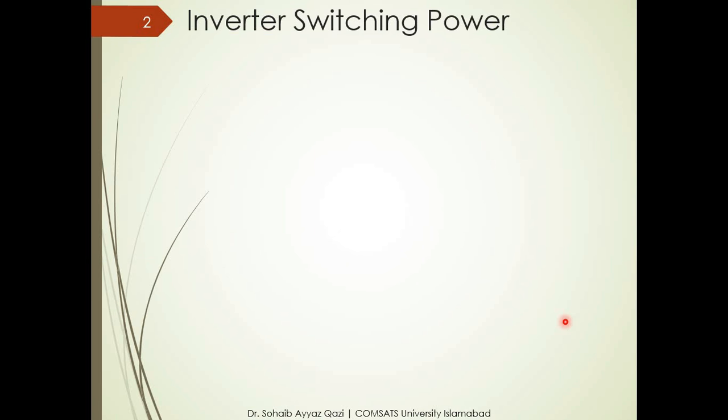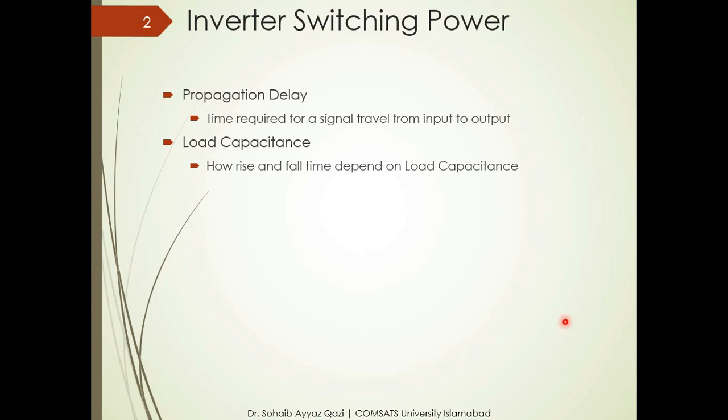So now in this session we will study the propagation delay of our circuits. Normally the propagation delay is the time required for a signal to travel from the input gate to the output terminal. So we have to calculate and derive the expressions for this propagation delay. Secondly, in this session we will study how the load capacitance, which basically appears at the output, can affect the rise and fall time of our circuits.